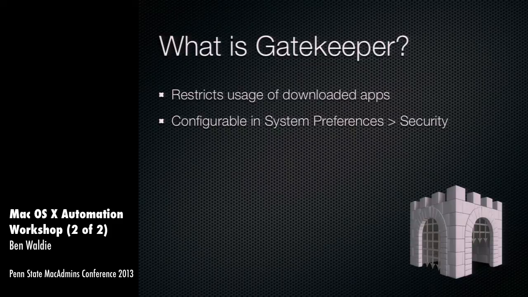Gatekeeper restricts usage of downloaded apps. So if you send a script to somebody through email or through download, depending on their Gatekeeper setting, they may or may not be able to open it, right? By default, people can open apps from the Mac App Store and from registered developers. Odds are you're not tying your AppleScripts or Automator workflows to a registered developer ID, so they're probably not going to be able to run it. One workaround: Control-click and choose Open from the contextual menu in the Finder. That will allow you to get around that.